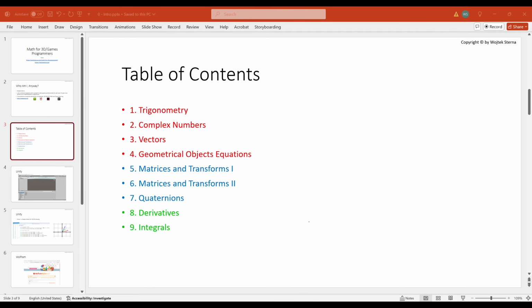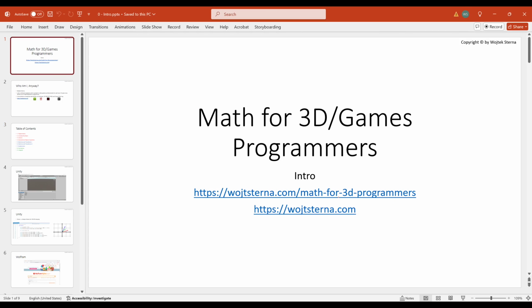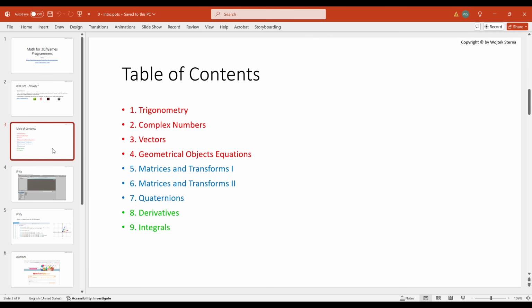Here we have the high-level look at the table of contents of the course. A detailed table of contents can be found on the course's website, so under this link over here. The course is roughly split into 3 parts: analytic geometry, those first 4 chapters, followed by linear algebra, the next 3 chapters, and finally calculus, the last 2 chapters. The first part of this course, so those first 4 chapters, are available for free on the course's website.